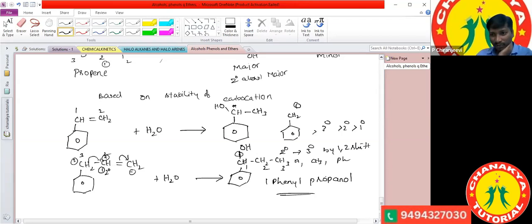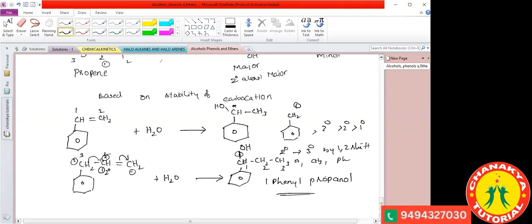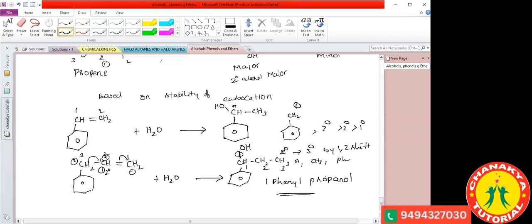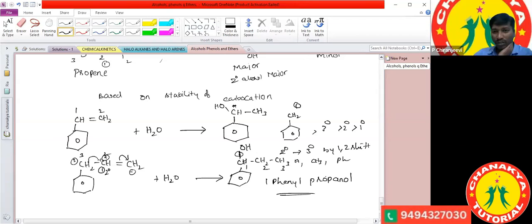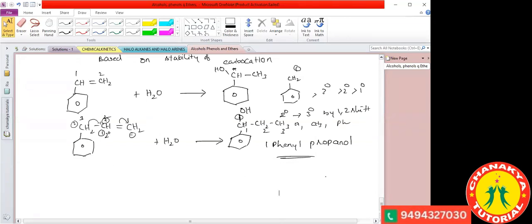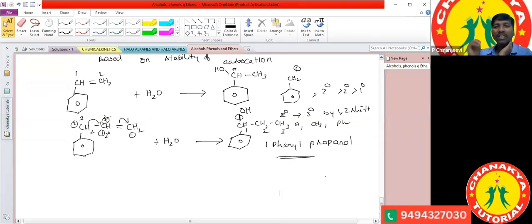Have you understood? Yes, sir. Logic you understood or not? Yes, I got it. Okay. So Aditi, did you understand the question? Yes, I got it. Okay. Right, so this kind of question is there in JEE and NEET level examinations.